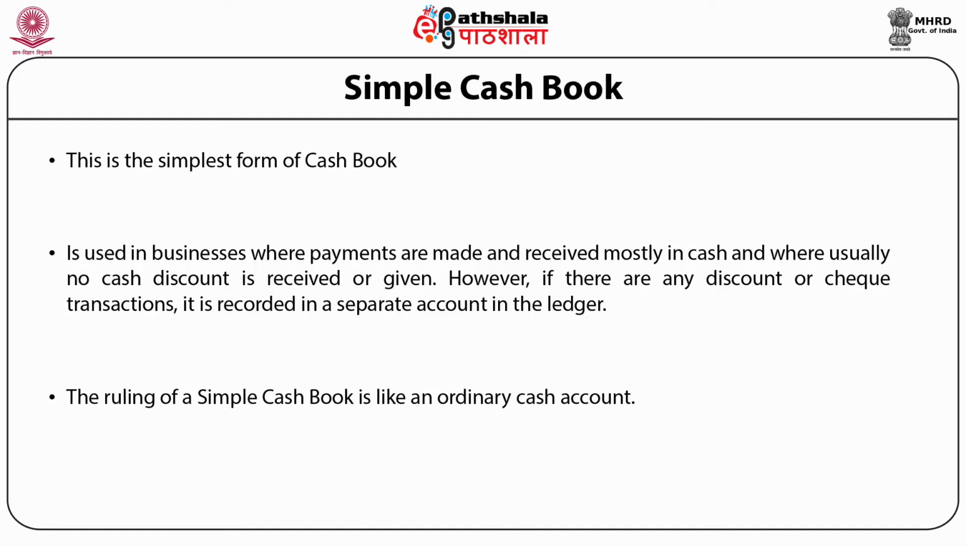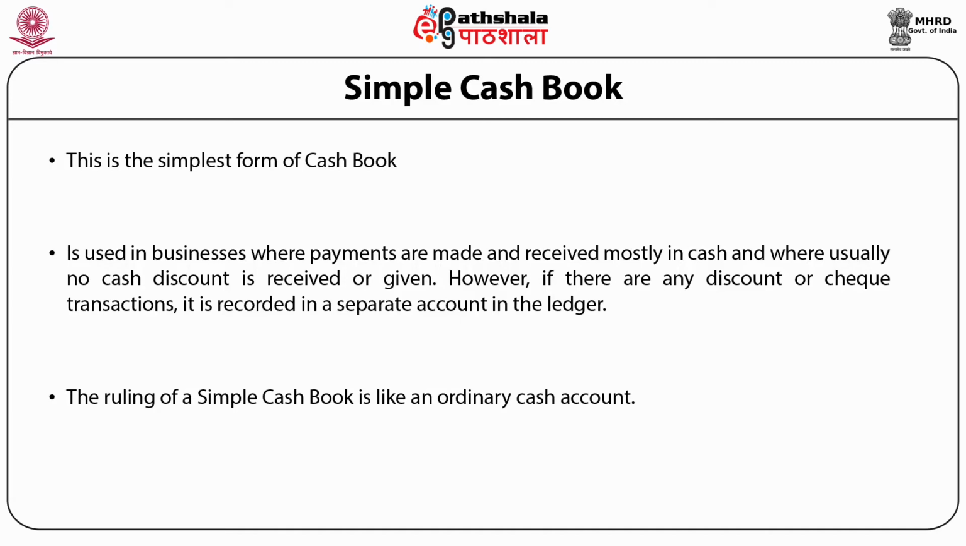April 6. Paid for office stationery Rs 465. April 15. Sold goods for cash Rs 2,500. April 22. Paid salary Rs 400. April 30. Paid into bank Rs 2,500.